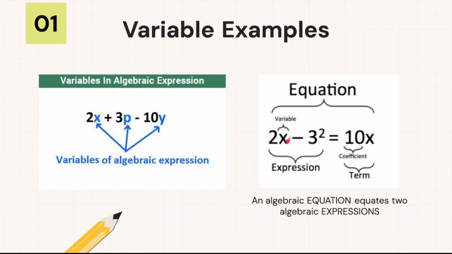And then we have our variable, which is x, and in this case, since we have one letter or the same symbol representing the unknown values, the value of this x is the same as the x over here. Meanwhile, a coefficient is a number or a constant value which is being multiplied by a variable. So over here our coefficient would be 10, and over here our coefficient would be 2. An algebraic equation equates two algebraic expressions, or in this case, an expression and a term. So basically what this is doing is setting 2x minus 3 squared equal to 10x.